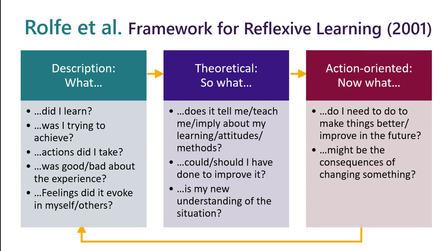The Rolfe et al. Framework for reflexive learning can lead to deeper reflection, and it's more suitable for experienced reflective practitioners. Each of these questions is premised by the word at the top, and they're just examples of the sort of things that you could ask, meaning it's very flexible whilst giving you a basic framework. So you can see that the what section has questions like what did I learn, what was I trying to achieve, but it also has some questions that would come into later stages than the descriptive stage of the Gibbs cycle, like what was good or bad about the experience, and what feelings did it evoke in myself and others.